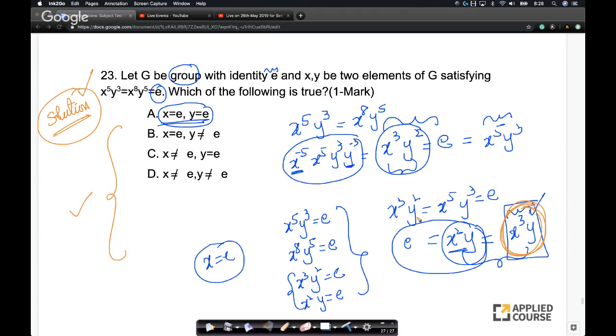So I have e here. x cube y square equals x power 5. Okay, let me go back to step 0. So e equals x square y. So I need to prove that x cube y is equal to e. Let me try to do that. How can I get the x cube y term?